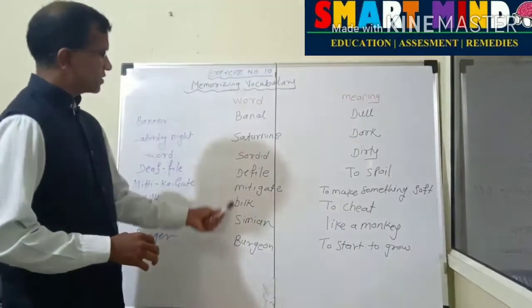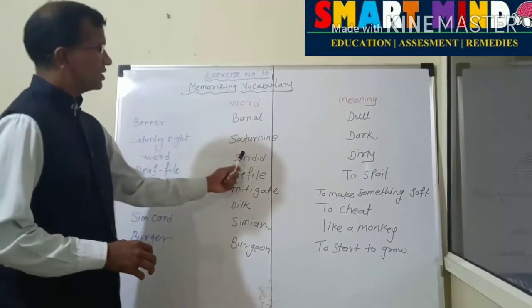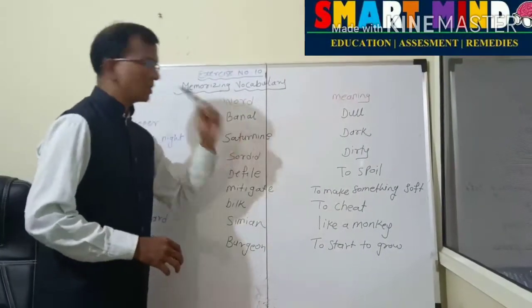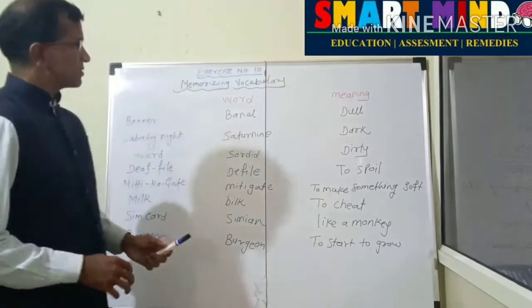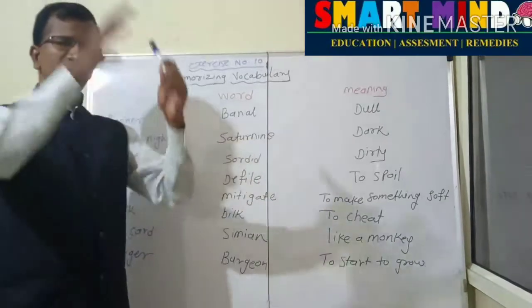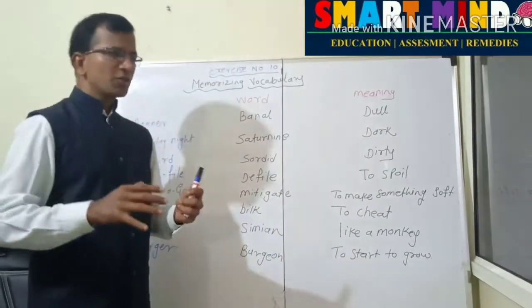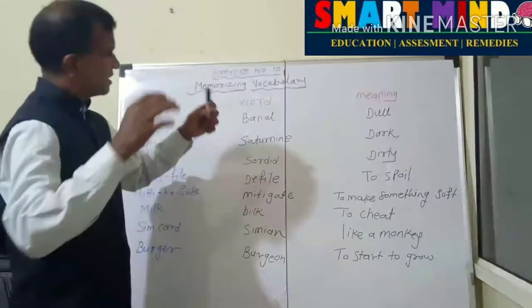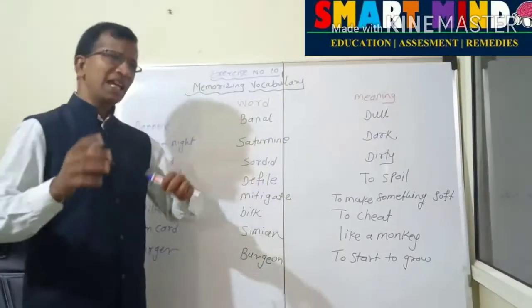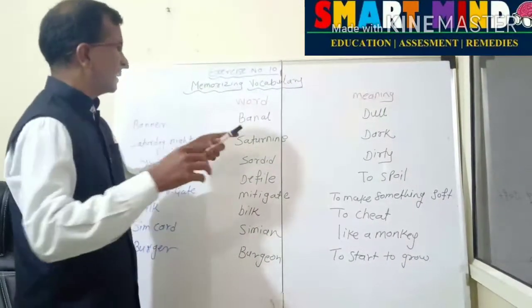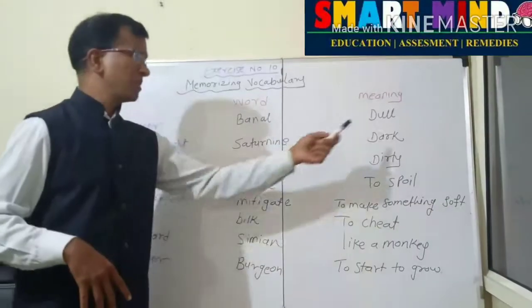These are the words, these are examples of the words, and these are the meanings of the words. Now, here is a fundamental universal law: you have to learn words by heart. First, for example, banal, B-A-N-A-L. You might remember it as dull.